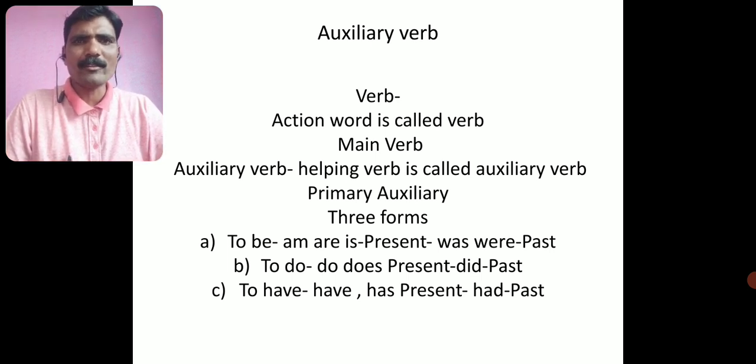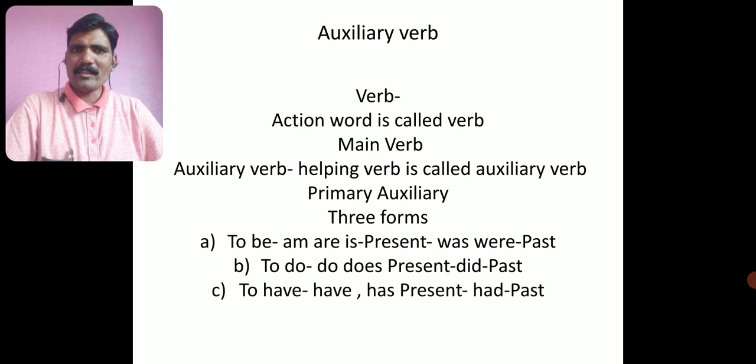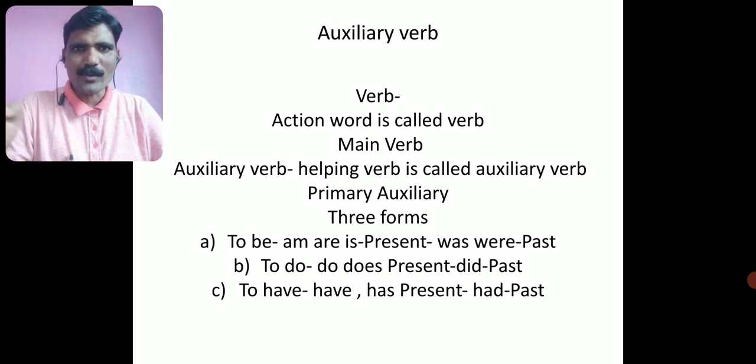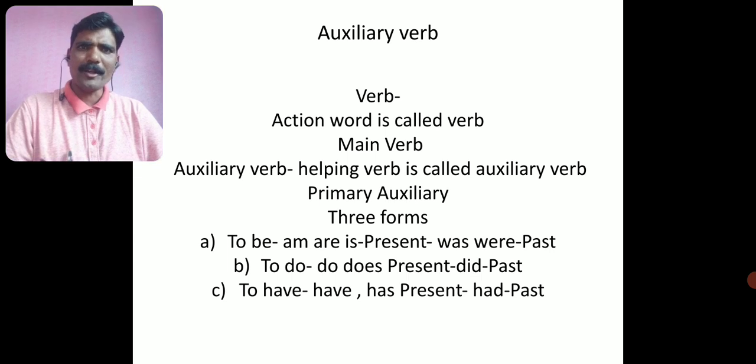Why is it called a dummy auxiliary? Because when there is no auxiliary verb in the sentence, in two situations you can use this dummy auxiliary to make these sentences either negative or interrogative. That is simple present and simple past.